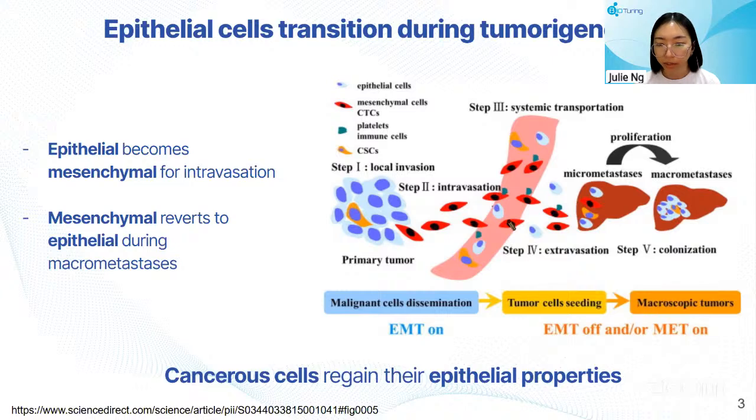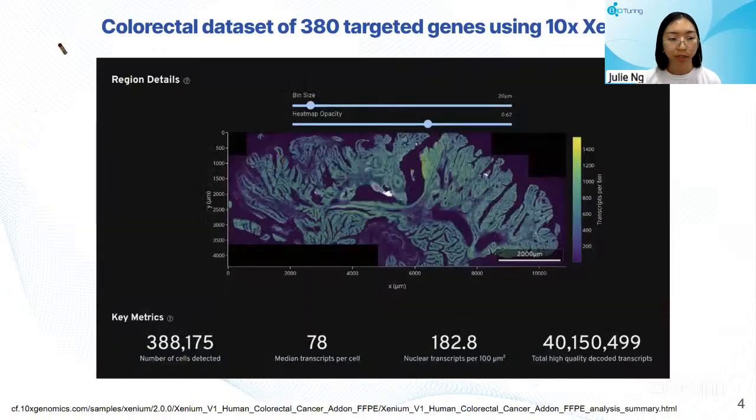Once they migrate into the bloodstream, they can exit and end up in a completely different tissue, in the liver for example. Here they can undergo a process called macrometastasis, where the cancer cells will start to regain some epithelial properties. So not only can epithelial cells transition into mesenchymal stem cells, the transition can also happen in the reverse way, where mesenchymal cells can transform into epithelial cells. For today, Liam will introduce the data set that we used in today's analysis.